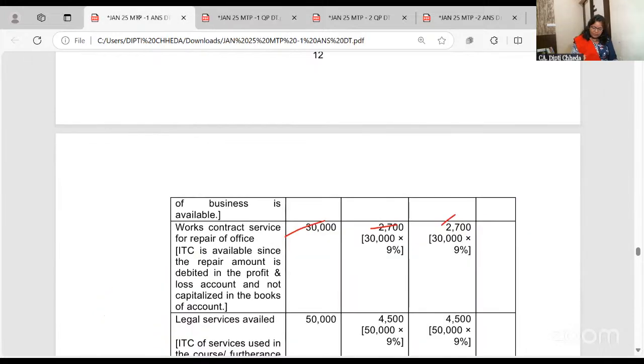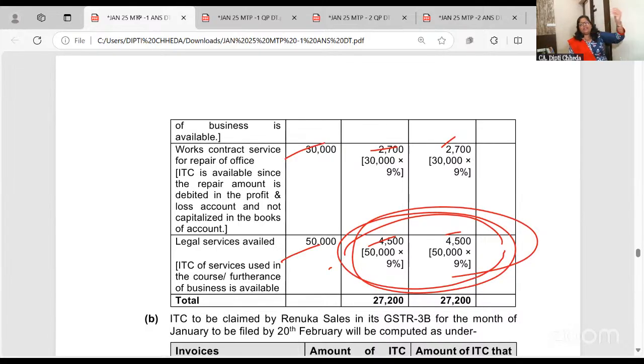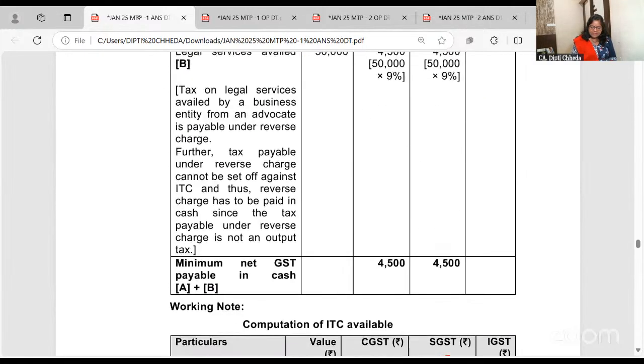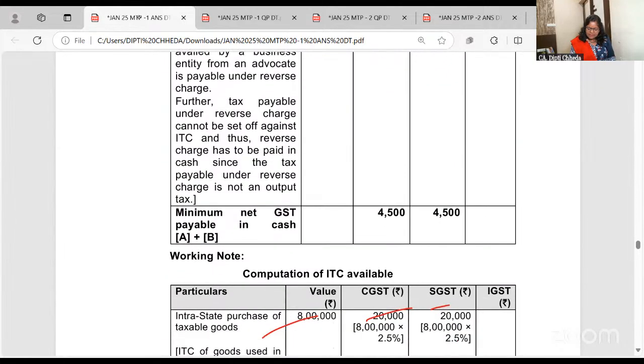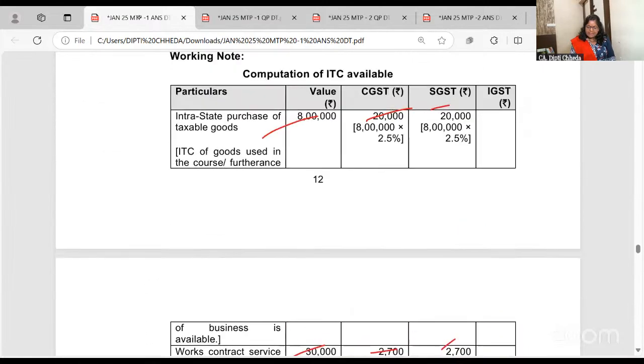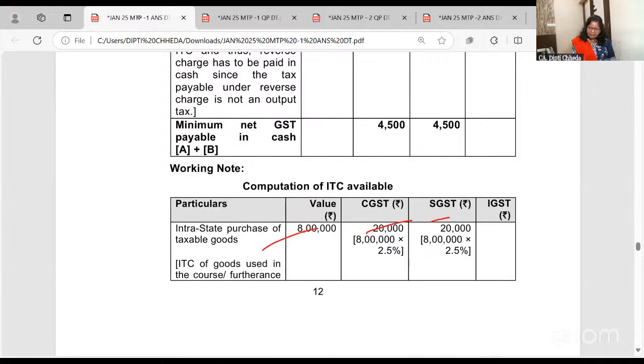Though this is input 50,000, you have to pay in cash. ITC law: on the service which I have taken from the advocate, I will pay the GST on RCM basis. So legal service pay, ITC is how much actually? 27,200. See, both may be output minus input is more, but still for legal service you have to pay 4,500 in cash. Don't make this mistake. Take care of this while you solve the problem.